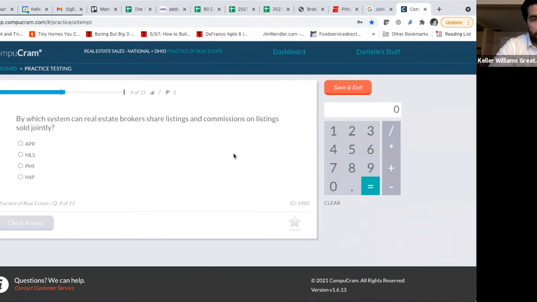All right, question number 9. Which system can real estate brokers share listings and commissions on listings sold jointly? Is it A, the APR, B, the MLS, C, the PMI, or D, the MIP?